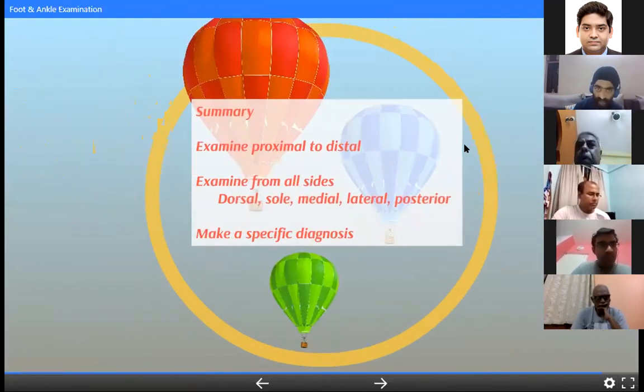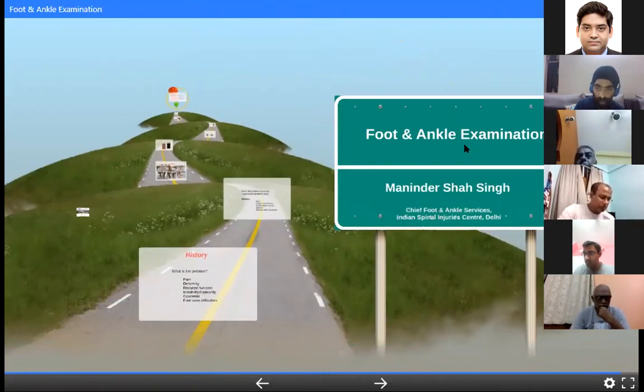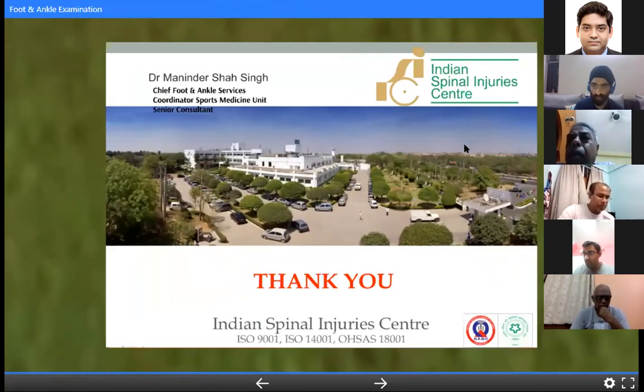In summary, you have to examine proximal to distal, starting with the hip, the knee, and then going on to the foot, and examine from all sides: dorsal, sole, medial, lateral, plantar. On the sole side, be aware of any corns or calluses. Once you've seen all this, you have to make a specific diagnosis of exactly which joint is involved, which tendon, which muscle is tendinitic, or which associated tendonitis. So you have to make a specific diagnosis, with all the examinations geared towards helping us, because once you've made a diagnosis, the treatment part is usually simpler. Thank you very much.